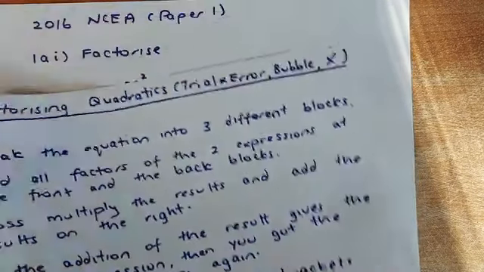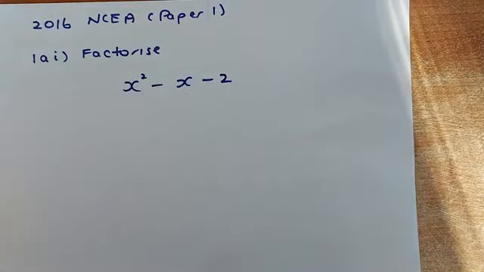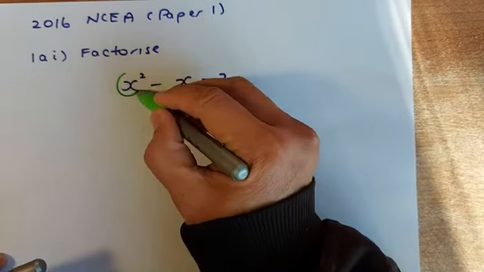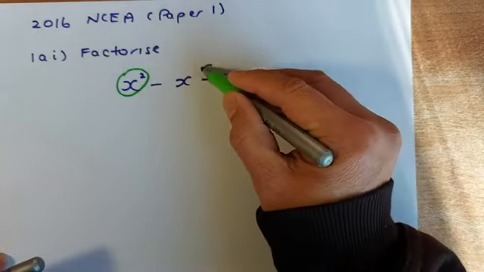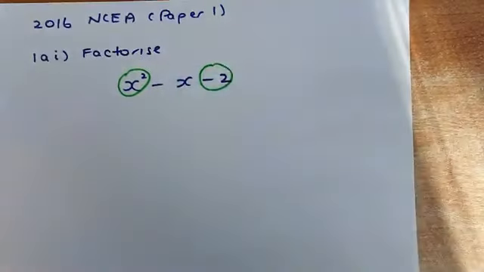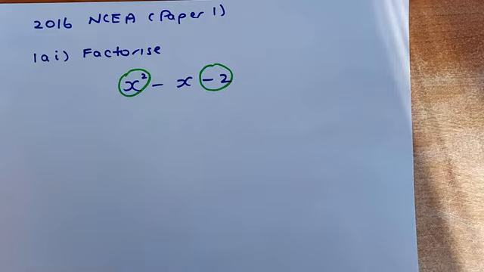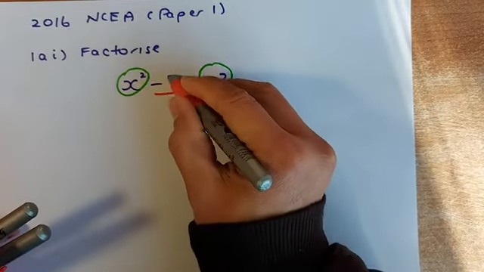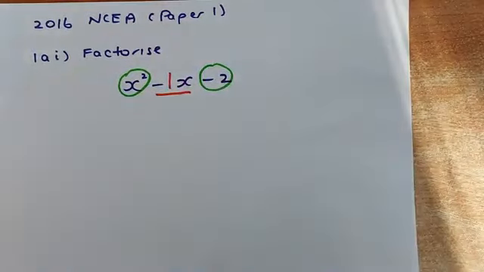We shall look at 4 examples from the NCEA. The first one is from the 2016 NCEA, paper 1. Okay, so step 1, you are going to make 3 different blocks. The first block is x squared, the second one is -2, and your job is to find the middle expression. If there's no number, you have to make sure that the answer is -1.